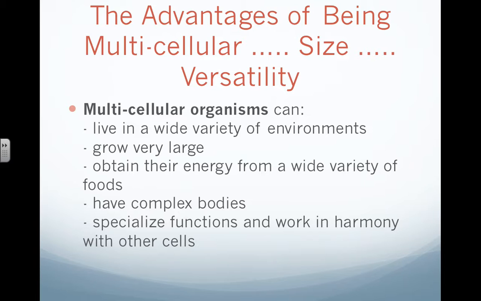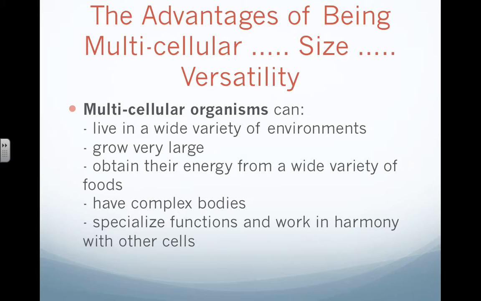And remember, cells actually make up our tissues, and then we'll see that level of organization, but right now we're talking about cells. So multicellular organisms can live in a wide variety of environments because of all the different cells we're capable of adapting. They can grow very large. They obtain the energy from a wide variety of foods. They have complex bodies and specialized functions and work in harmony with other cells.